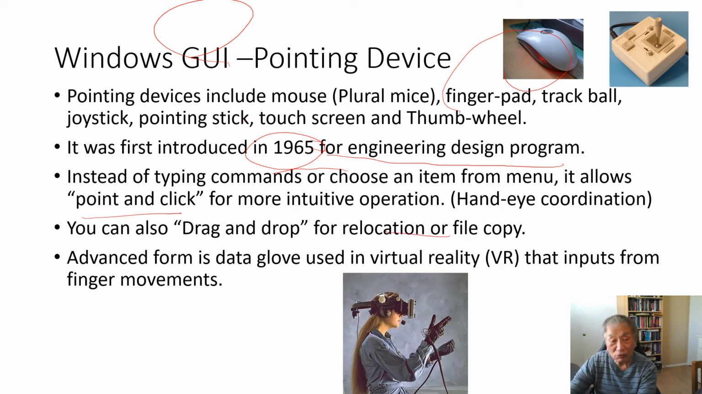So right now what you are doing is point and click, or you can do drag and drop. You can click and hold it and drop it. An advanced form is a data glove, sometimes called an electronic glove. You just move your fingers, and that gives data input into the computer. You can control it by just wiggling your fingers like that. That's very useful in virtual reality. There's VR and there's AR, augmented reality. The difference, hopefully I can talk about later.